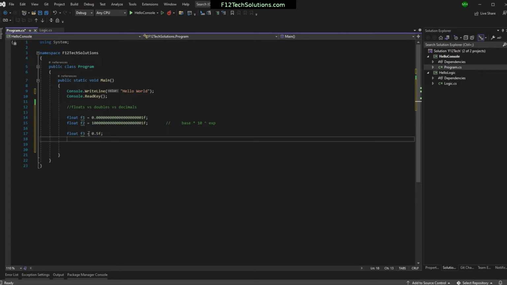This works really well because 0.5 is 1/2, and you can imagine that means it's 1 divided by 2. It's nice, everything's base 2 based. This will work just fine.